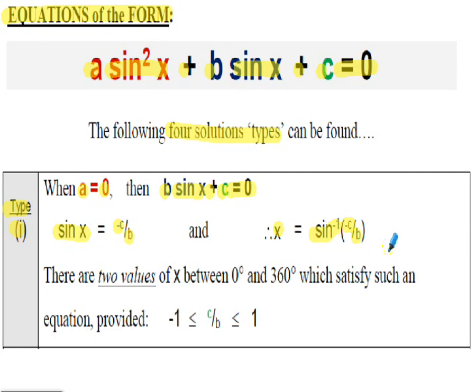There will be 2 solutions to this type of problem in every case. We only specify answers between 0 and 360 degrees, of course. The value of minus c upon b must be between minus 1 and plus 1 to find an actual solution. So values that are greater than that, which sometimes can occur, have no solution.